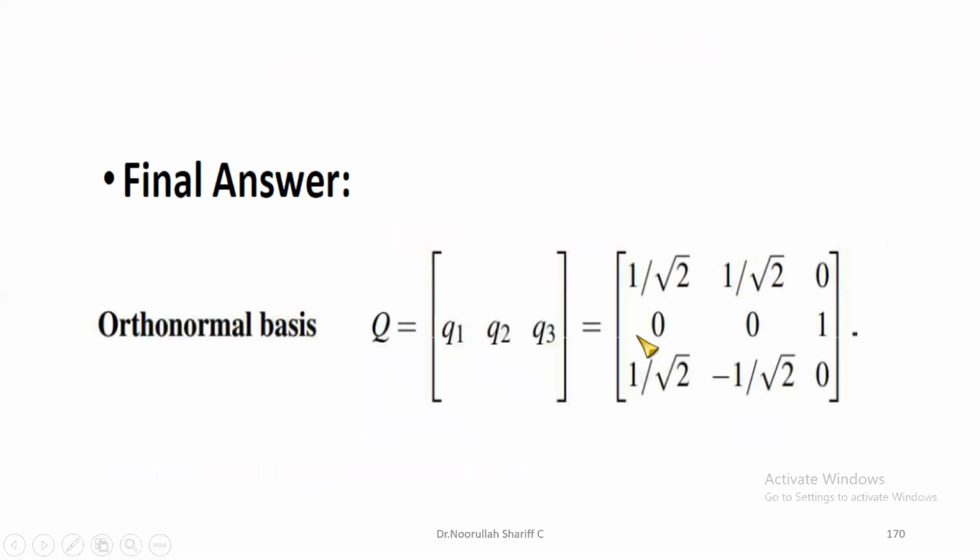So the final answer is Q1: 1 by root 2, 0, 1 by root 2; Q2: 1 by root 2, 0, minus 1 by root 2; Q3: 0, 1, 0. Now if the columns correspond to the orthonormal vectors, we also see that the rows are orthonormal. If you just square and add these entries and take the root, you'll get the value equal to 1.